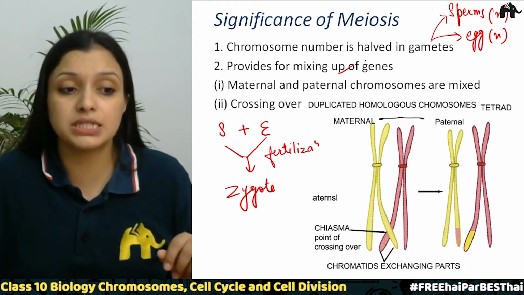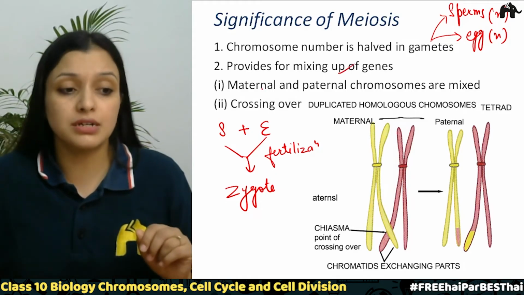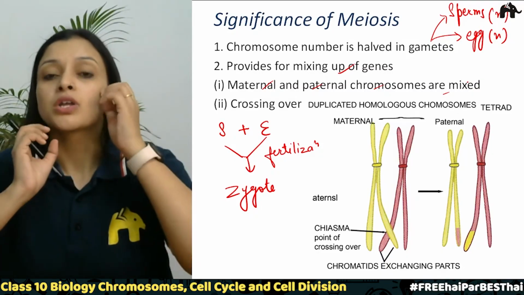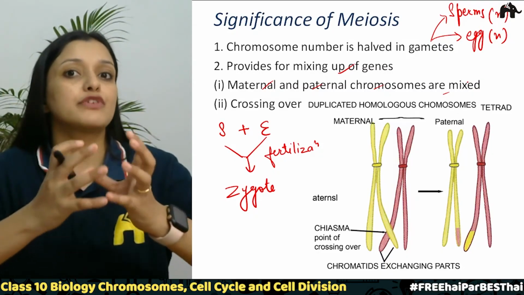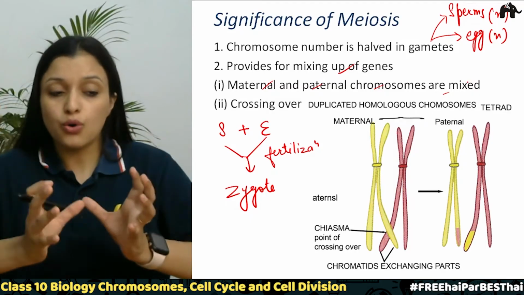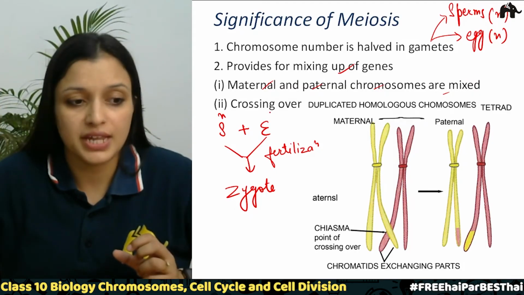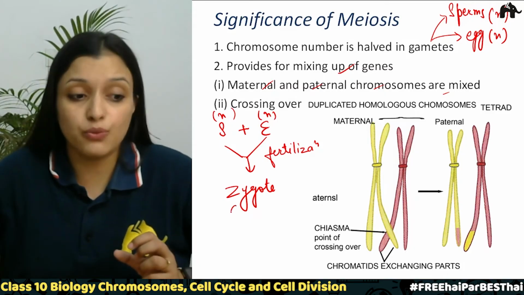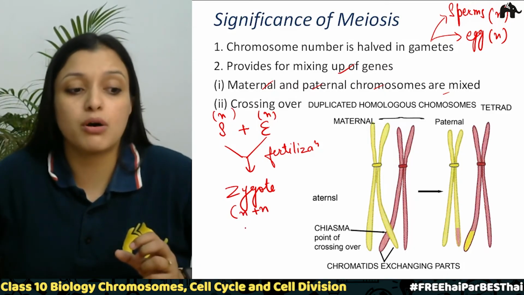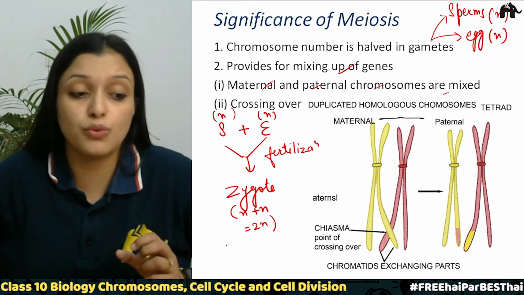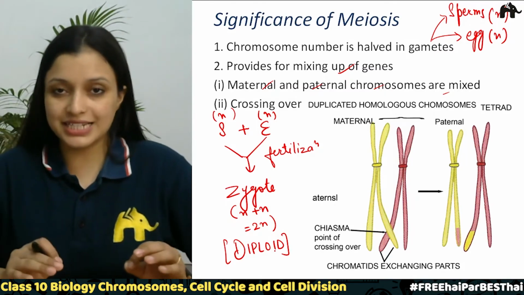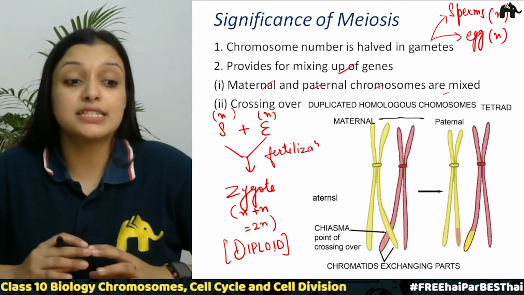So there is mixing up of the genes. So maternal and paternal chromosomes are mixed, and that is why the chromosome number is half in case of sperm and egg. Since it will be n, it will also be n, right? So the ploidy will be haploid, and when the zygote is formed, this will be n plus n, that is 2n, that is this organism will be diploid. Correct? Easy.